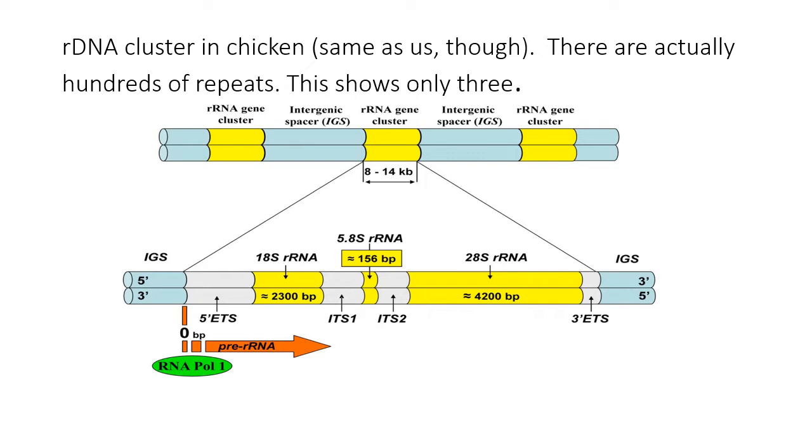Okay, so the 45S is one big thing. It starts with a 5' external spacer and goes all the way through the cluster to include the end of the 3' external transcribed spacer.